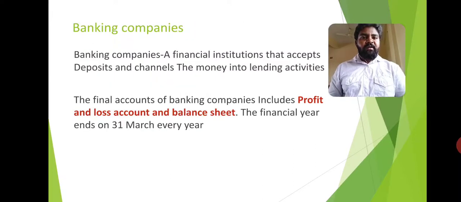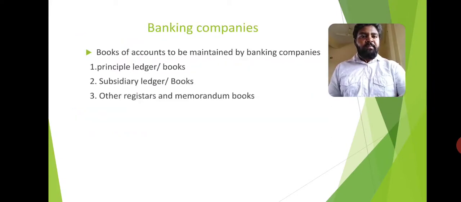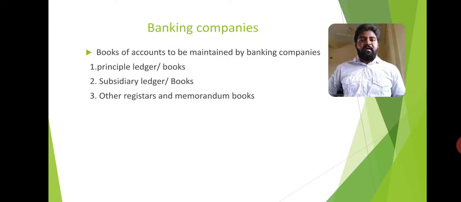Okay. So before going to discuss the preparation of profit and loss account and balance sheet, first we need to understand some theoretical concepts in banking companies. Now come to the banking companies concept. Here, books of accounts to be maintained by banking companies. All the banks compulsorily should maintain these books or ledgers every year. There are three main books: principal ledger, subsidiary ledger, other registers and memorandum books.